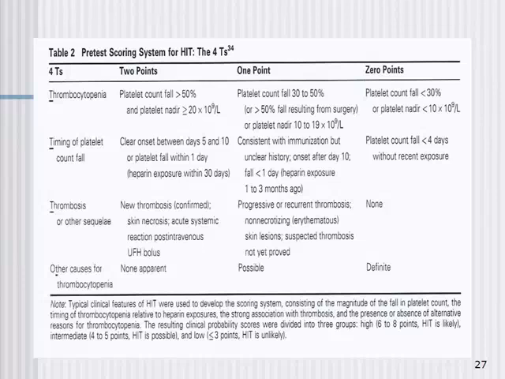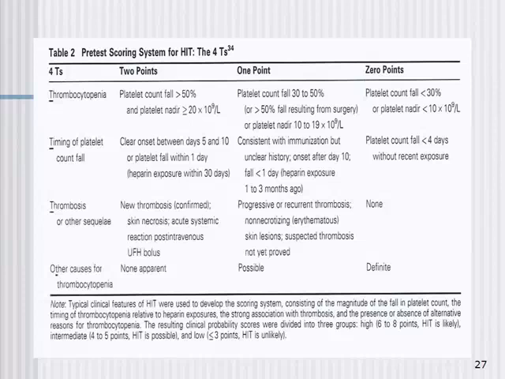Presence of thrombotic events, skin necrosis, systemic reactions to IV unfractionated heparin boluses, 2 points. Progressive or recurrent thrombosis, non-necrotizing skin lesions, or suspected thrombosis that isn't proven, it's only 1 point. And if there's no evidence of thrombosis, no points. And then obviously other causes for thrombocytopenia, if there are none apparent, in other words, they haven't gotten any other drugs that cause thrombocytopenia, 2 points.